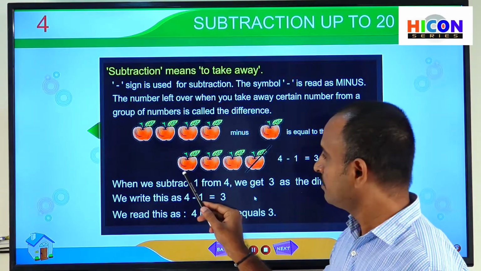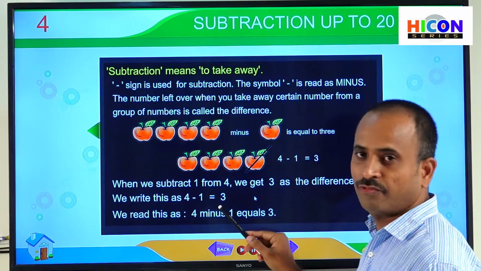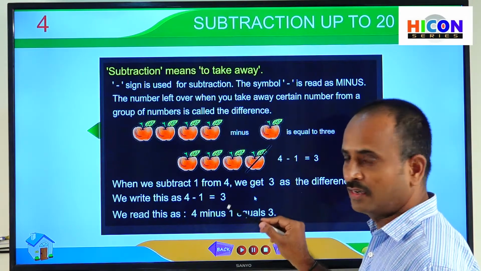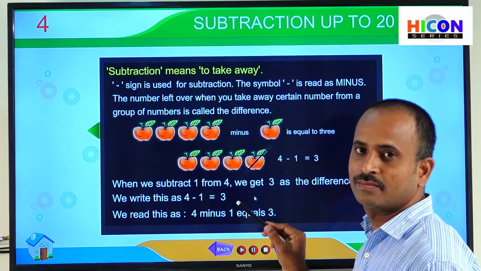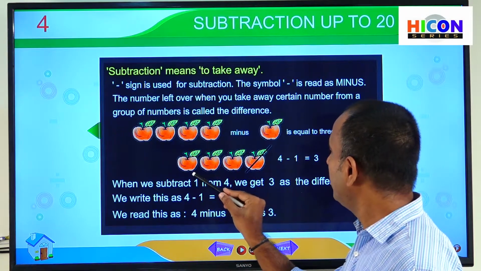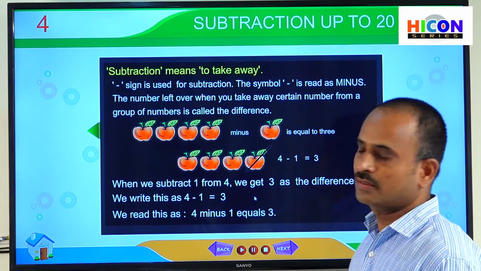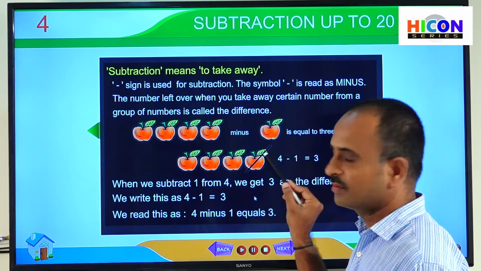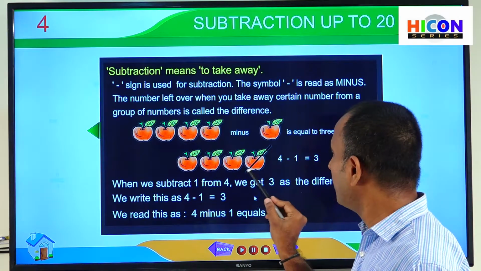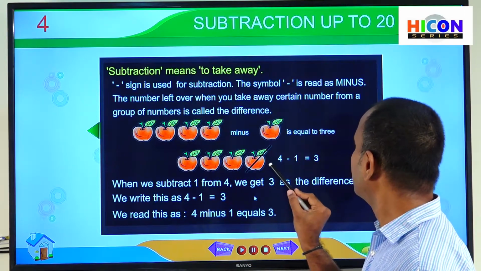Look at the second row. Here they have a cross. That means we have struck off. Take away can be represented by crossing, that means by striking off 1 apple. We take away 1 apple from these 4 apples, that's why we have struck off 1 apple among the 4. How many apples are left here? 1, 2, 3. If you take 1 apple from the 4 apples, we have 3 apples left.